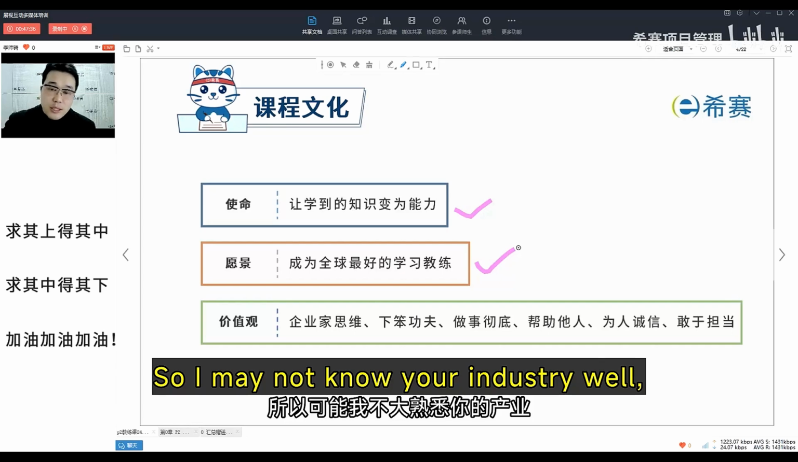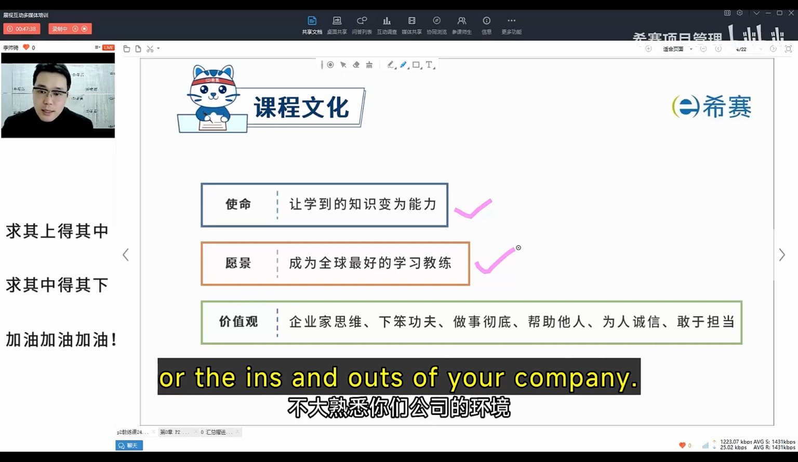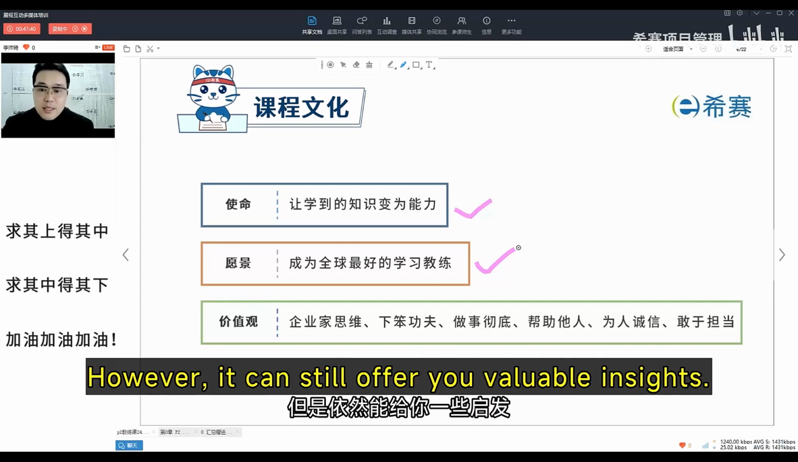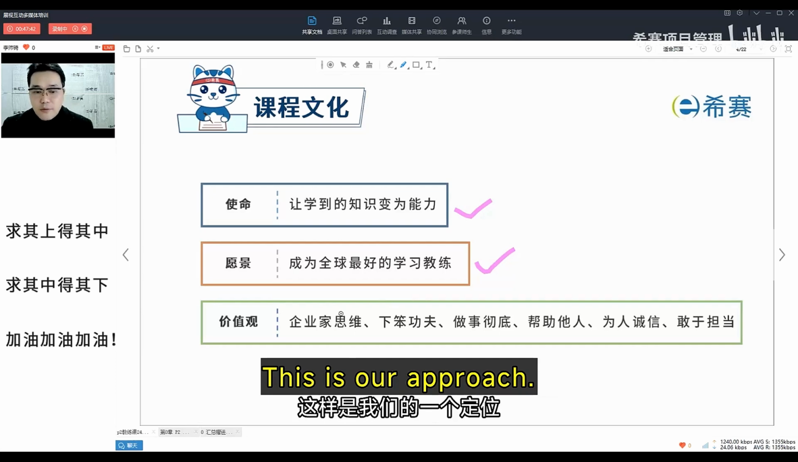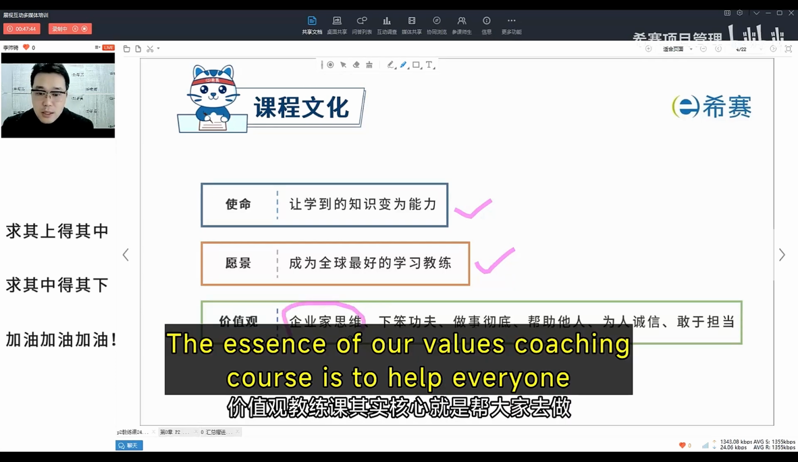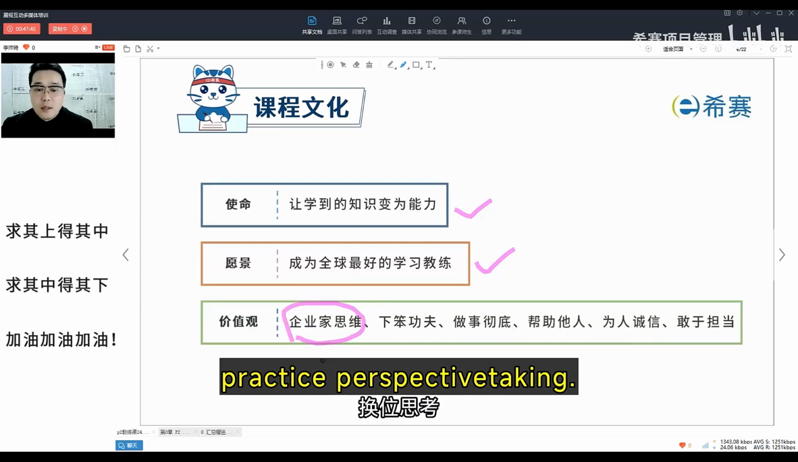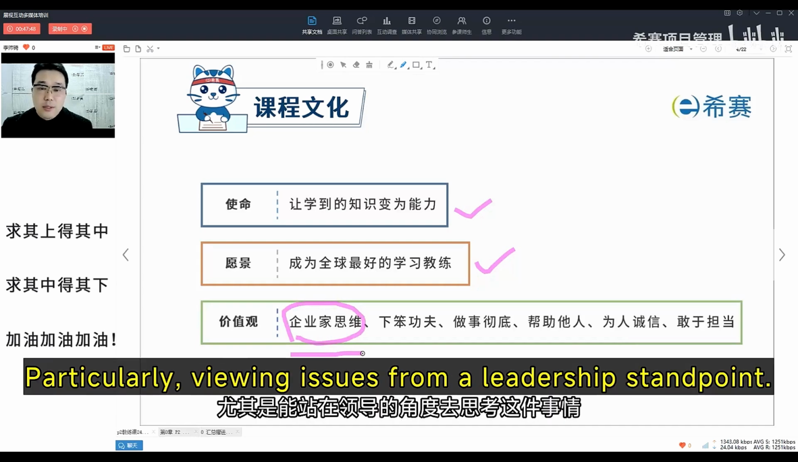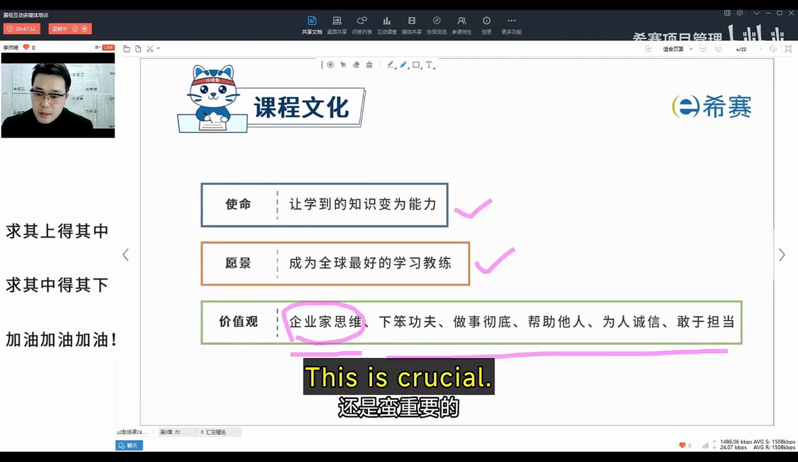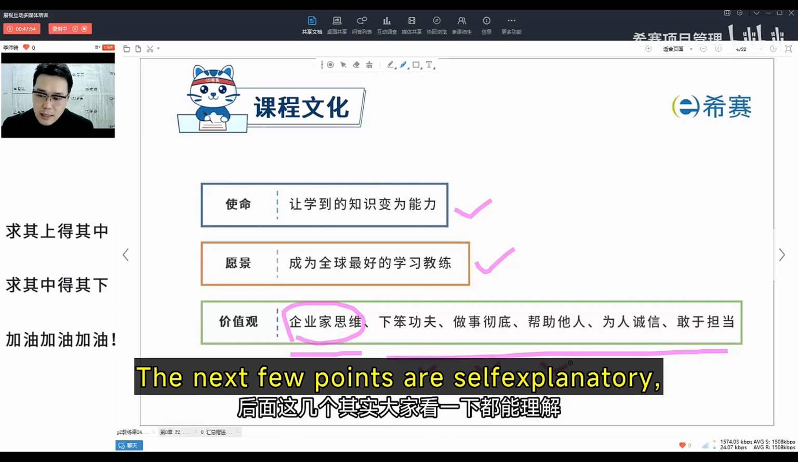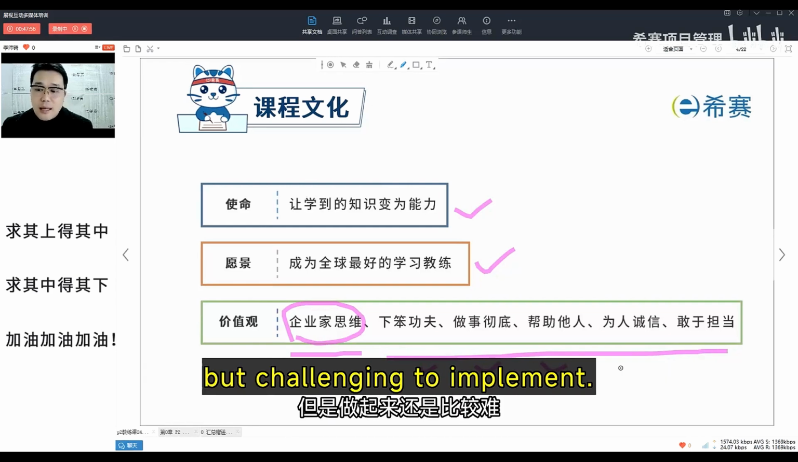So I may not know your industry well, or the ins and outs of your company. However, it can still offer you valuable insights. This is our approach. The essence of our values coaching course is to help everyone practice perspective taking, particularly viewing issues from a leadership standpoint. This is crucial. The next few points are self-explanatory, but challenging to implement.